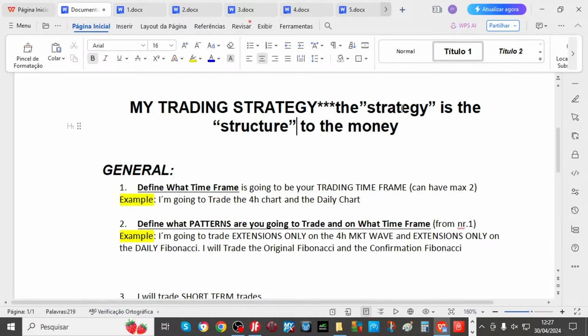Exactly. Do you know why 90% of people lose in the financial markets? Because their trading has no structure. Make sense, everybody? I'm writing a new book. It's going to be called One Trade Means Nothing.